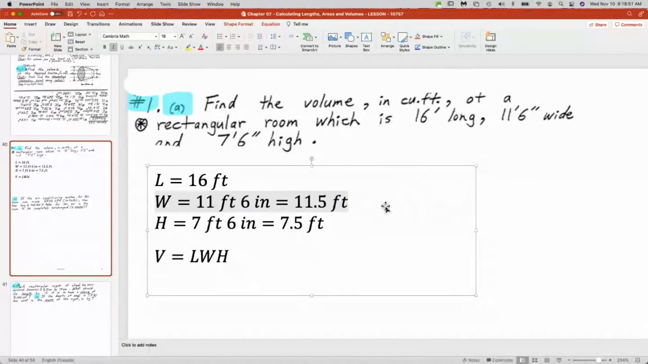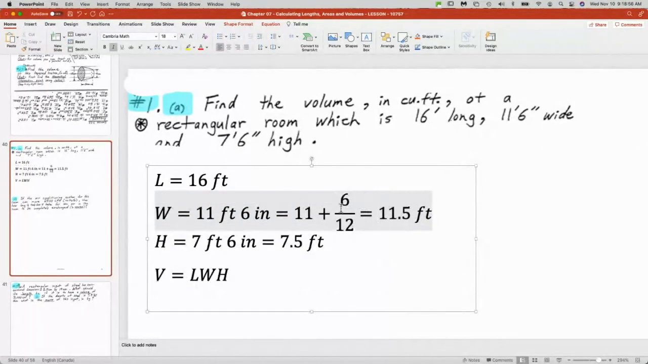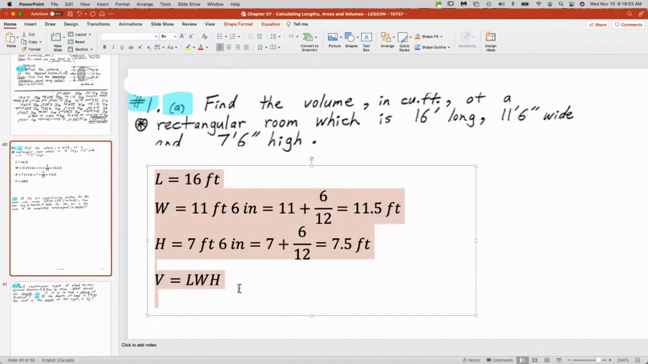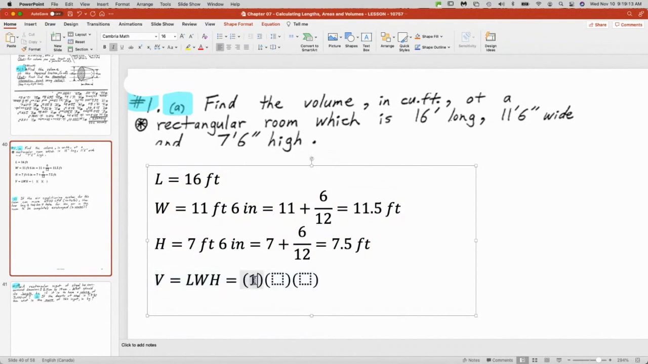Because you got to do this. You got to do 11 plus 6 over 12. That's the calculation, okay? 7 plus 6 over 12. Okay, so at this point, yeah, and 6 inches is half a foot. That's why I was so happy about this question, because it was very nice numbers. Okay, and yeah, anyway, let's do that.